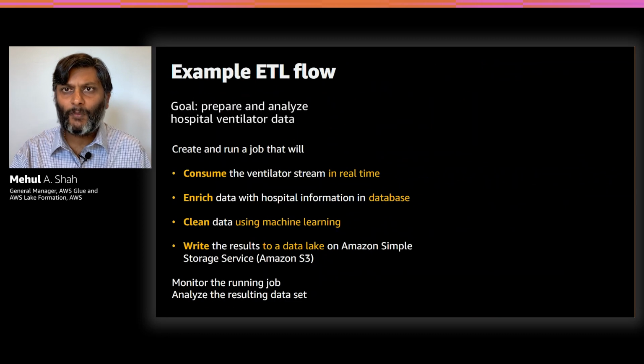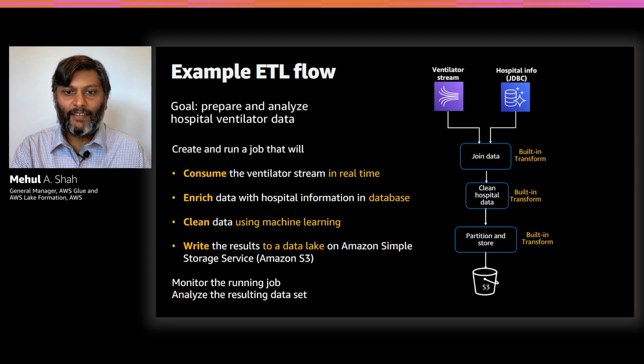Let me give you an example of how this works. In this example, we're going to take ventilator readings from hospital ventilators, put them into a stream. We're going to enrich them with hospital information and then store them in S3 so we can subsequently analyze how well our ventilators are doing in a hospital system. We're going to consume the data from two different sources, one which is a streaming source and the second one which is a static source in a relational database, combine it using a join, clean it using some ML, and then store it in S3, monitor the jobs, and then analyze the resulting data set.